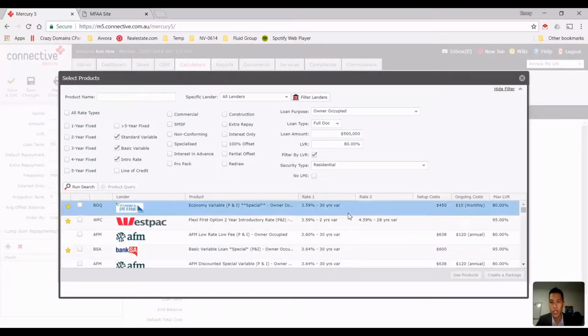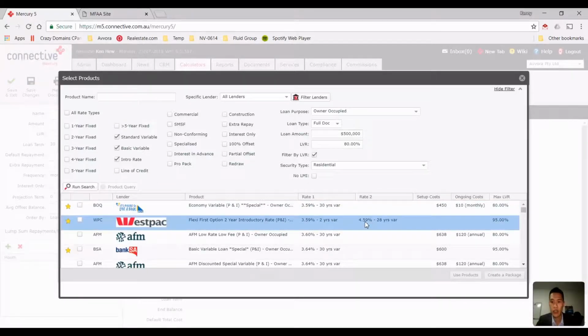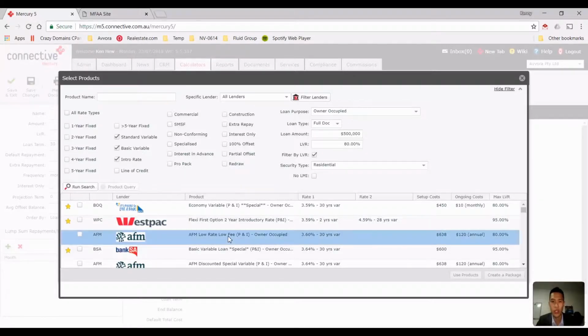So there's two rates here. We look at the first rate is the first rate, and sometimes that's the only rate. If there's a second rate, that's the reversionary rate. So in this particular case, Westpac is offering something for 3.59% only for 2 years, and it rolls over to 4.59% for the remainder of the term. It's a 30-year loan term.